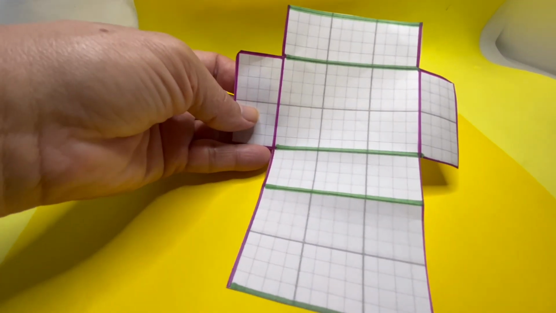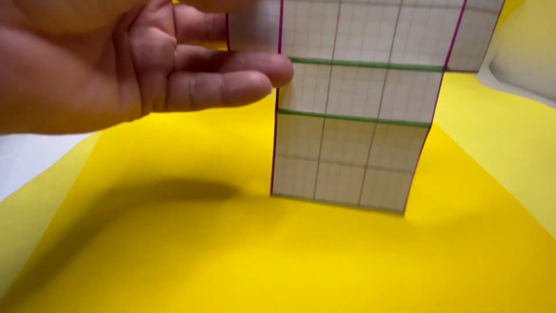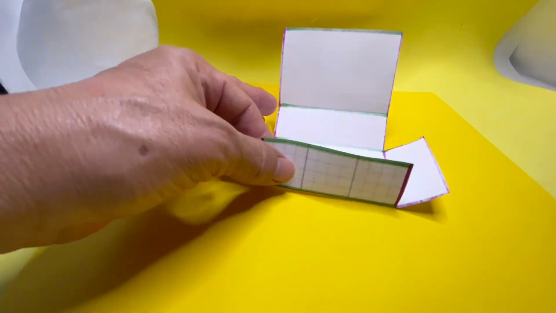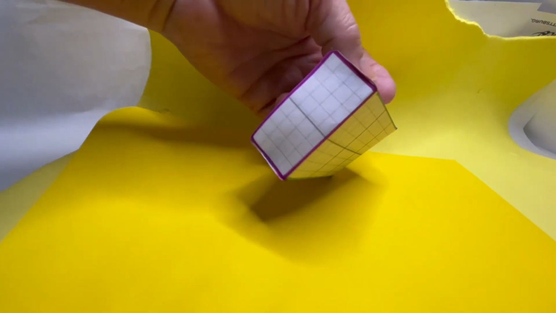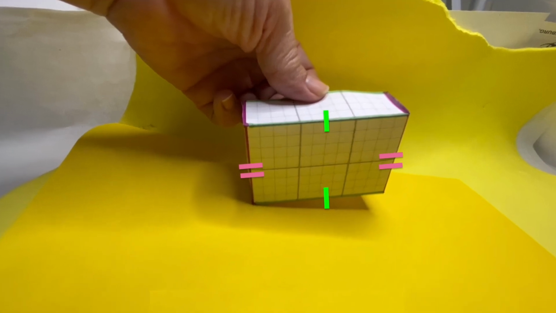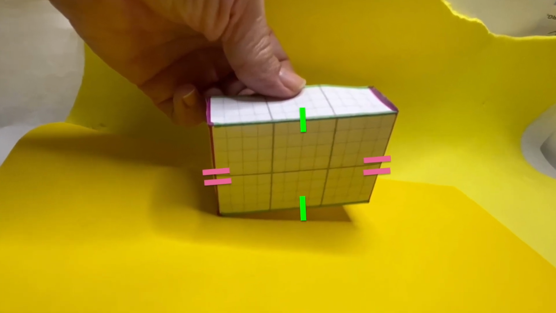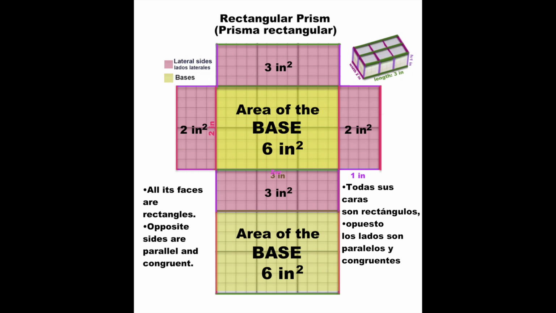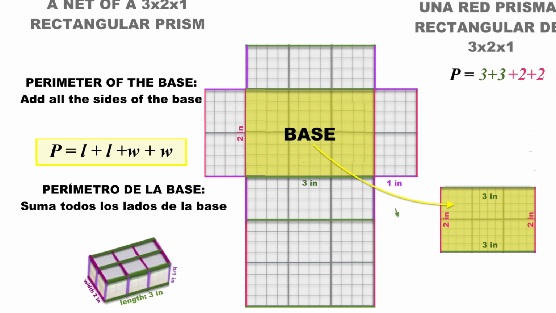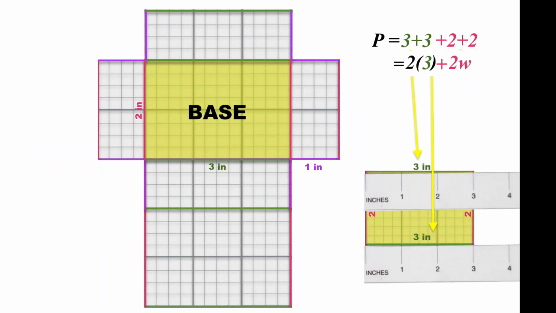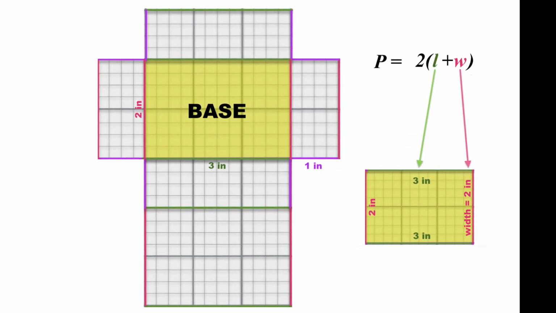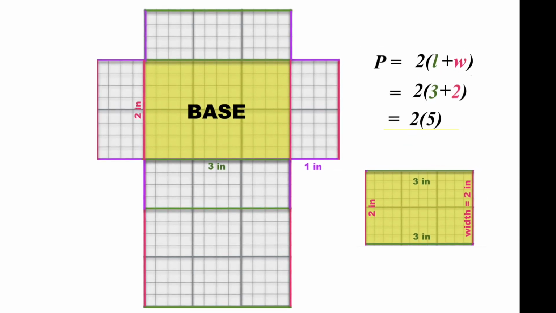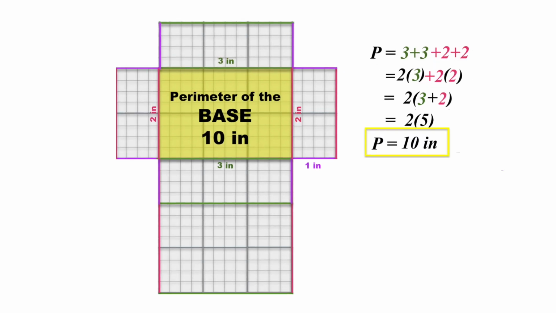A net for a 3 by 2 by 1 rectangular prism. Notice the opposite sides of a rectangular base are congruent. The perimeter is length plus width, or 2 times the length plus 2 times the width, or add the length and the width and double the sum. The perimeter of the base measures 10 inches.